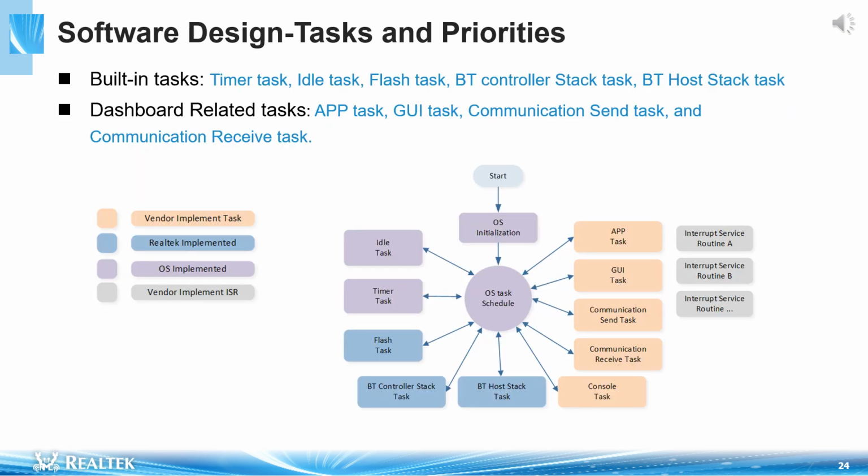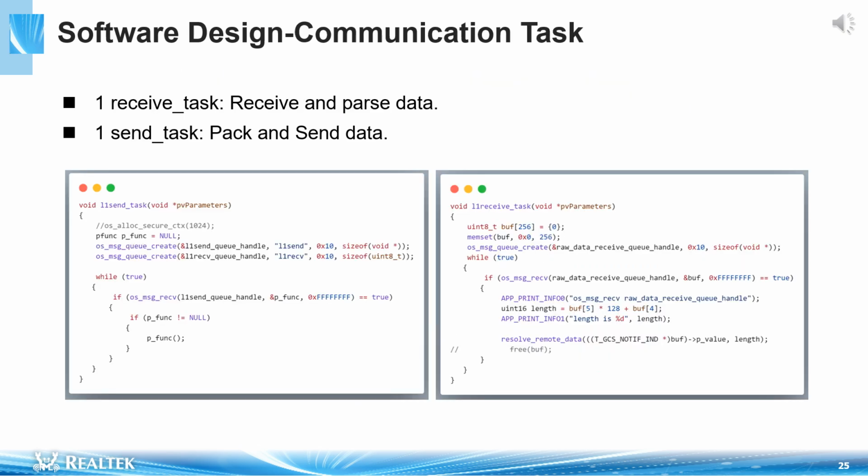The RTL8773 EWP chip runs in RTOS with enhanced customization. It natively includes critical tasks like timer task, idle task, flash task, and Bluetooth protocol tasks, controller and host. Our dashboard extends 4 tasks, including app task, GUI task, and communication send and receive task. Communication send and receive tasks manage device phone interactions. The receive task parses incoming data like unboxing packages, while the send task packages and transmits outgoing data.